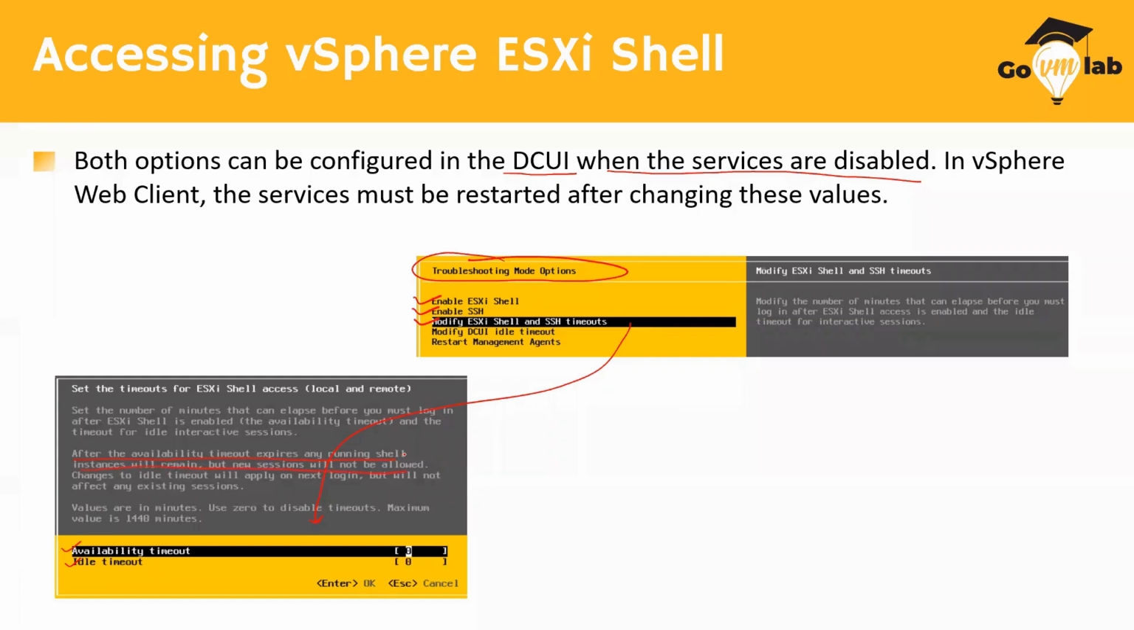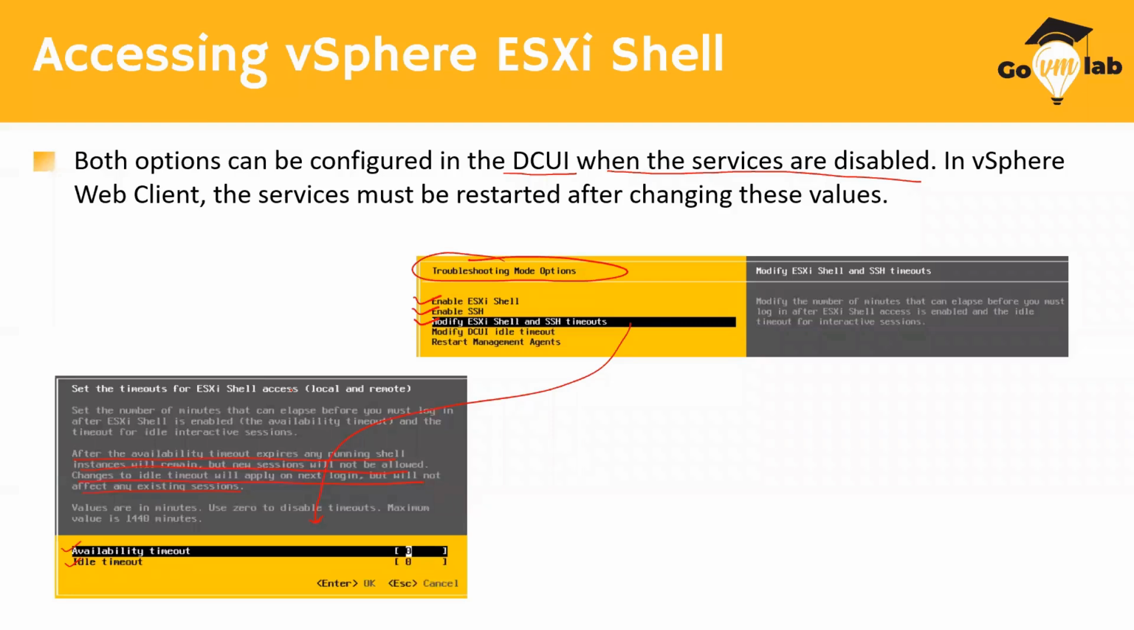It means I have opened 10 sessions. Those will continue to run, but the 11th session, I won't be able to open. It changes to idle timeout will apply on next login, but will not affect any existing session. So idle timeout is something like, whenever you log out from your current session and then you do the next login, that's where your idle timeout will come into the picture. I mean, this setting will come into effect.